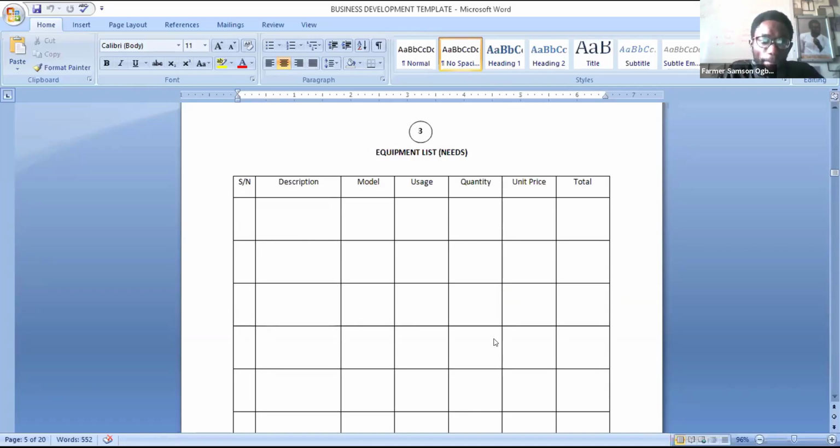So, yeah, the financial template is there, Madam Patricia. So also is the business plan, the diversity template. They are both here.